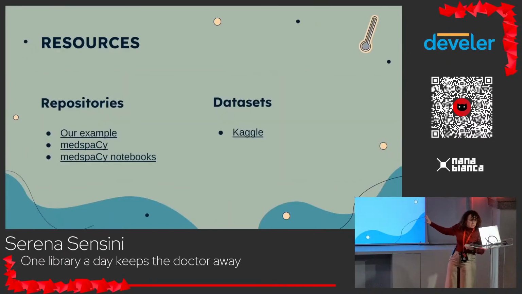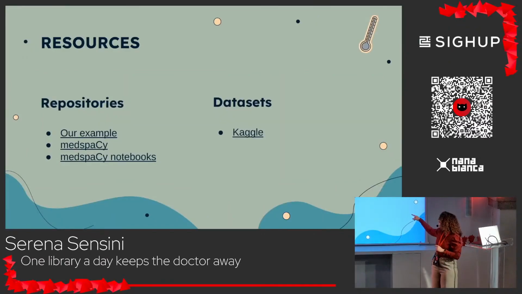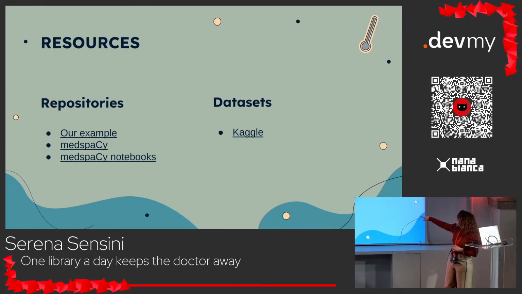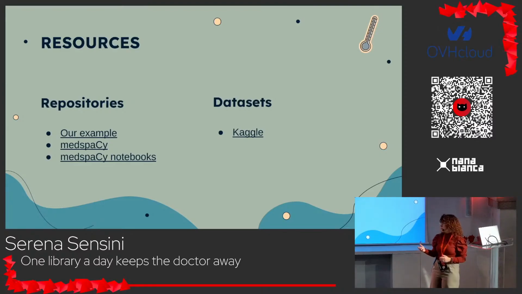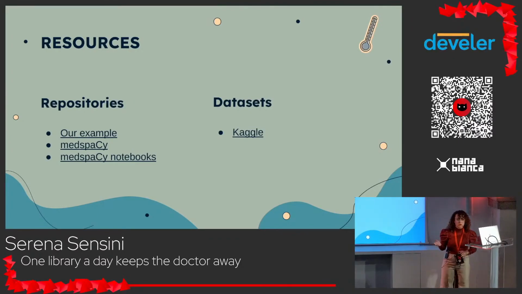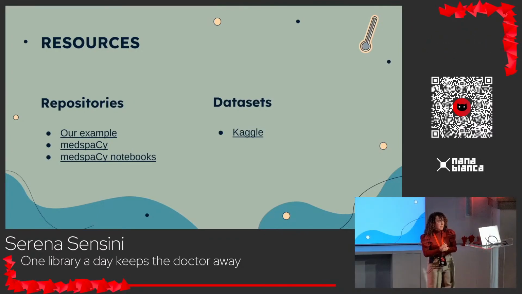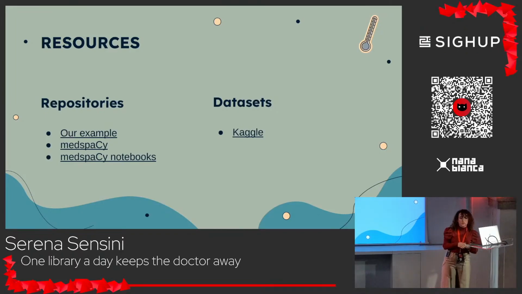So these are the resources I just used for this simple use case. You will find in our example the dataset and the code that it's working. It's just a notebook. The MedSpaCy documentation is free and available, obviously. And then you can find in the third link some notebooks about how to achieve more complex results. The dataset obviously comes from Kaggle, so it's nothing custom, but just comes from one of the biggest websites about datasets.